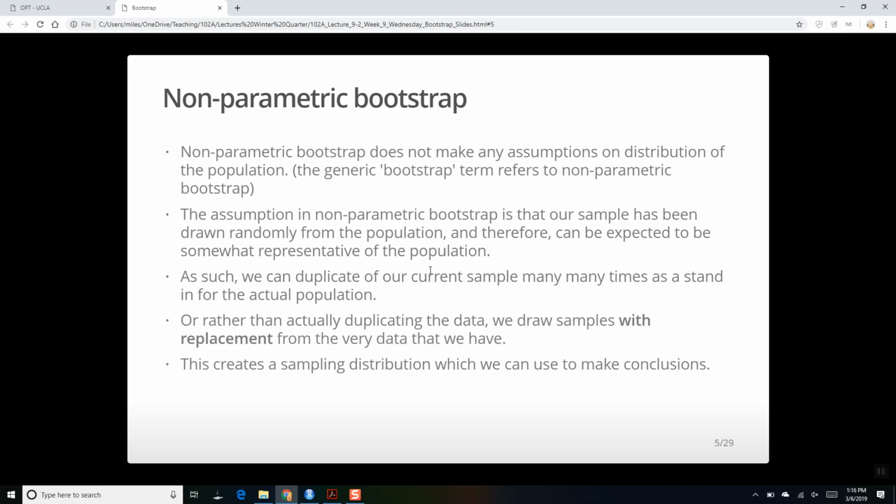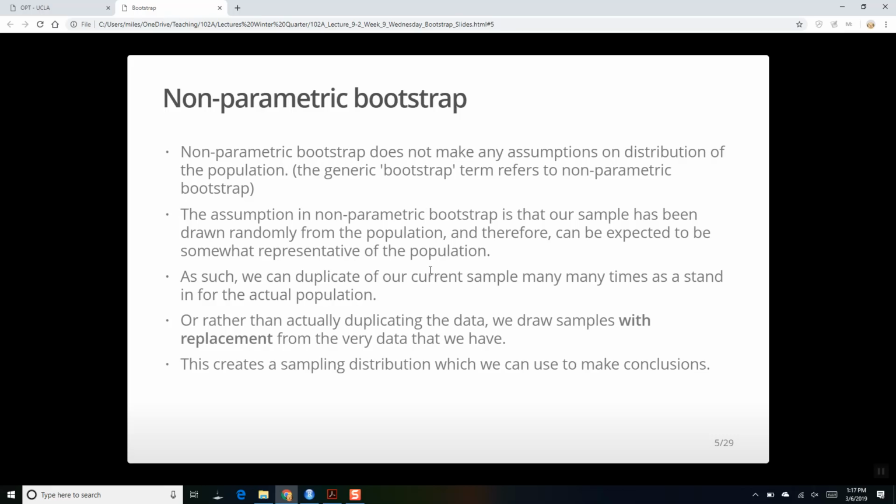Here's my sample. I surveyed, I got a random sample of 1,000 people from the United States, and I'm going to assume this random sample is representative of the entire population. And so to create a sampling distribution, I have to be able to sample from the population. Parametric bootstrap, we said, I'm assuming the population has this shape, okay? Over here, I want to sample directly from the population. I don't have the population. I have a sample that I'm assuming is representative.